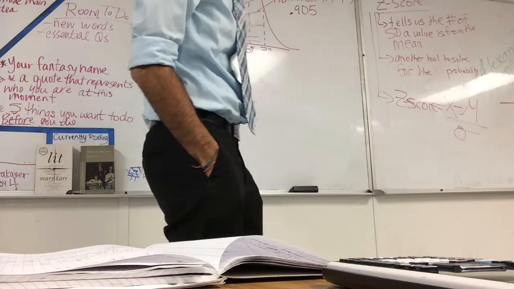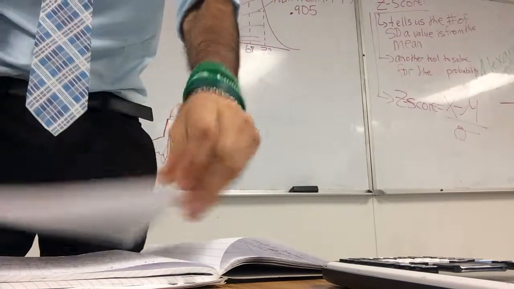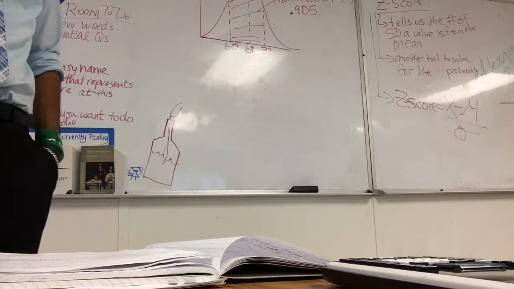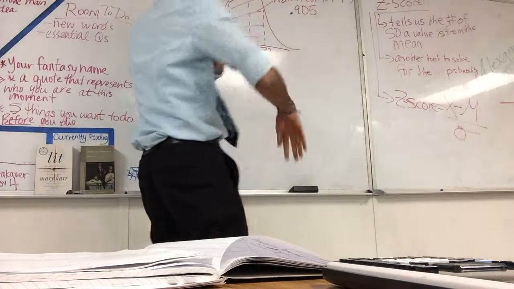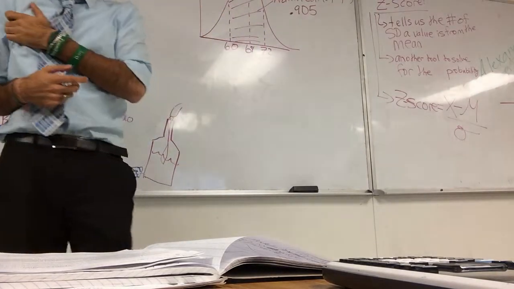Anyways, what is a z-score? And let's see what we mean by z-score. Okay, so the x is just a number. So like in this case, it would be like 72 or 60, whatever.